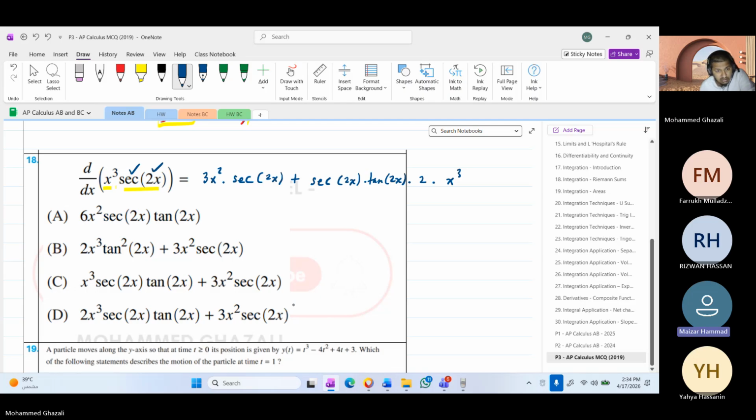Okay. It's C. No, wait, it's not C. I think it's D. Yes, it's D. They put the 3x squared sec 2x in the front, and it's that one. So please make sure you're comparing it properly, right?